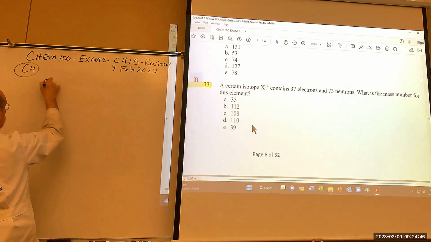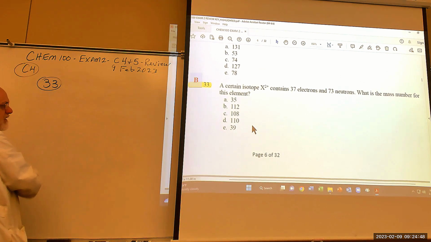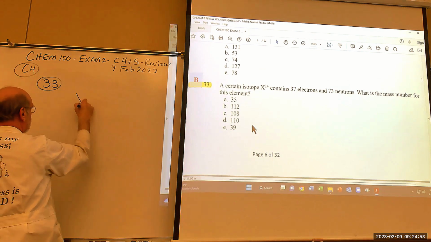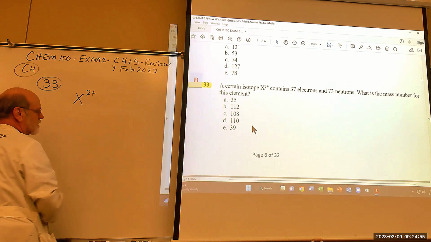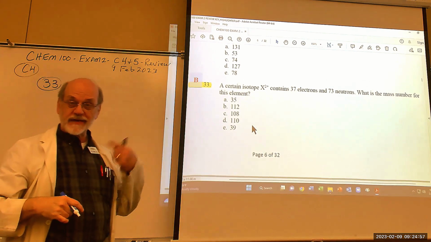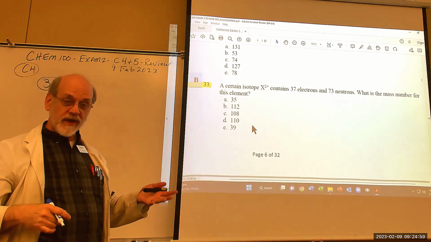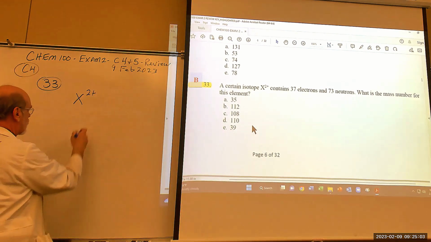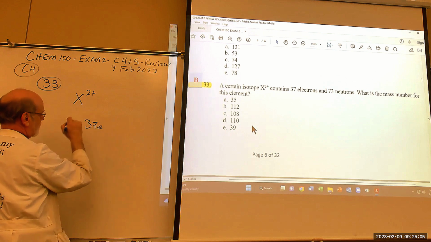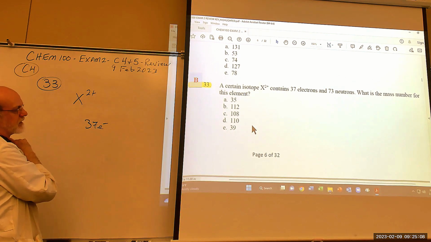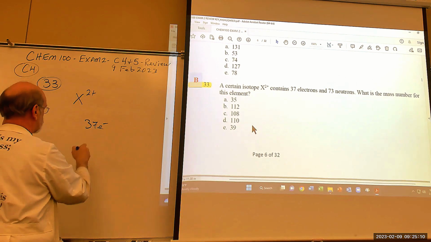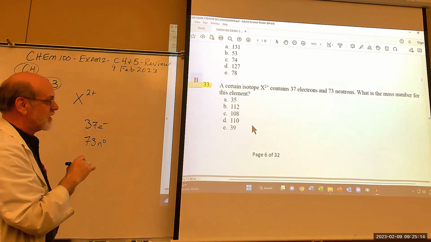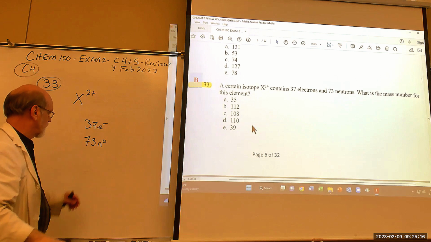33. Got some detective work here. A certain isotope has a 2+ charge. So that's what? That's an ion. It's an isotope, yeah, but it's also an ion. Has 37 electrons and 73 neutrons. Okay, what's the mass number for the element?